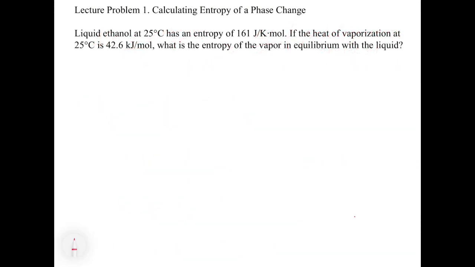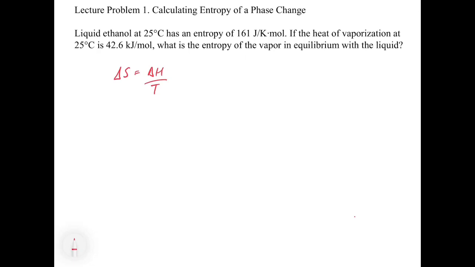Okay, so let's look at a problem where we have to calculate the entropy change of a phase change. The equation that we introduced for this was that the delta S of a phase change is equal to the delta H of whatever the phase change is divided by the temperature at which the phase change occurs. So this is the equation that we use whenever we get a phase change.